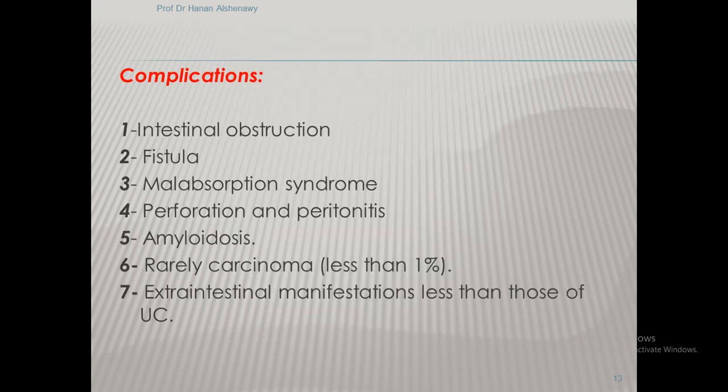What are the complications of Crohn's disease? For sure, from the clinical picture, we can know what the complications are. Obstruction from fibrosis, fistula, as we said, malabsorption syndrome, multiple ulceration and unhealthy mucosa, perforation, peritonitis, very common. Amyloidosis, as any chronic inflammatory lesion leads to amyloidosis. Carcinoma is very, very rare, and extraintestinal manifestations are rare.